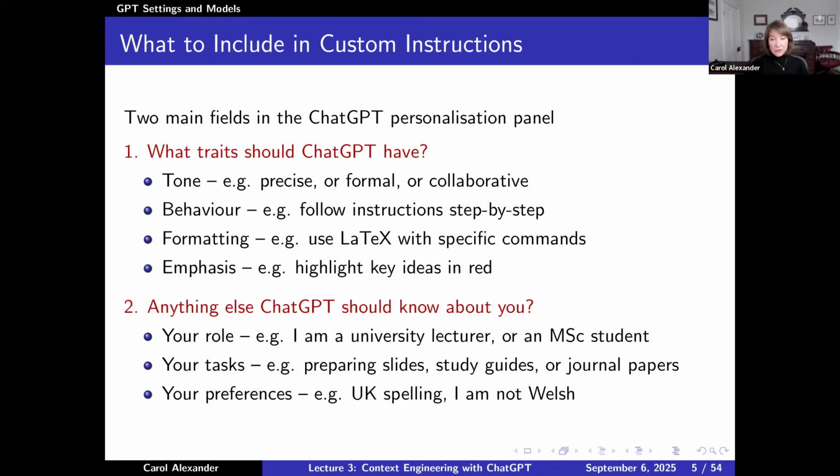I use a lot of LaTeX, for example. You can decide how to emphasize things. Should you use bold text or red, things like that? Bullet points and so forth. And then the second field is anything else that GPT should know about you. So you can talk about your role: I'm a university lecturer, or I'm a student of some level. Your tasks, what you're trying to do, whether you're preparing an essay or writing a journal paper, and so on. And your preferences, for example, use UK spelling, not US.